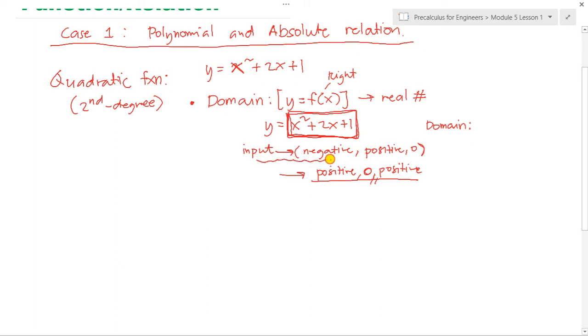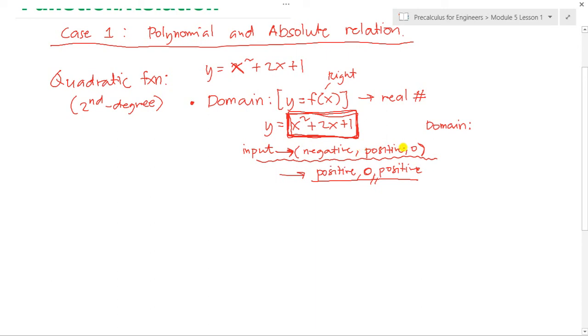We don't look at the output, class, for the domain. The input is our domain, or our independent variable. Our goal here is to have a real number on our right side. So even if you plug in a negative number, the answer is still a real number because it is positive. Even if you plug in a positive, the answer is still positive, which is a real number. Even if you plug in 0, the answer is still a positive number. Therefore, our input ranges from negative, to 0, to positive.